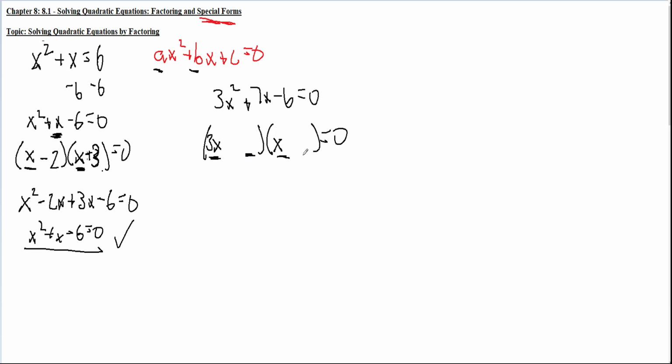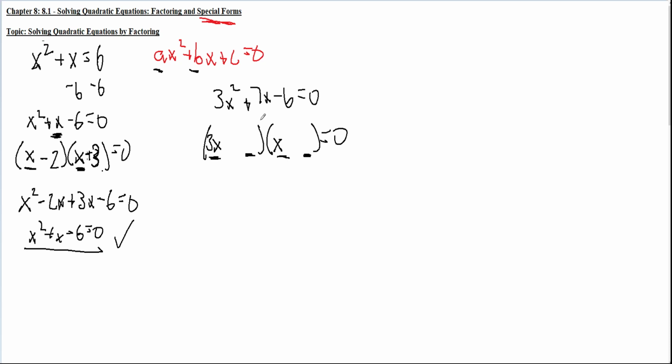Okay, and so for here, this is a little bit trickier because while we want to think about the factors for -6, we want to be sure that we're able to get this positive 7x, which is a kind of high number for this quadratic equation. So the placement of our factors for 6 has to be considered carefully.